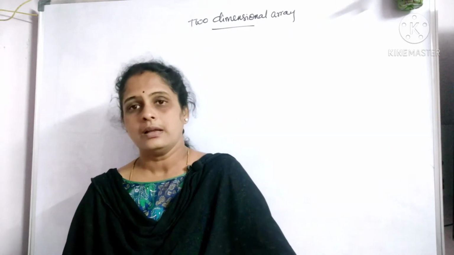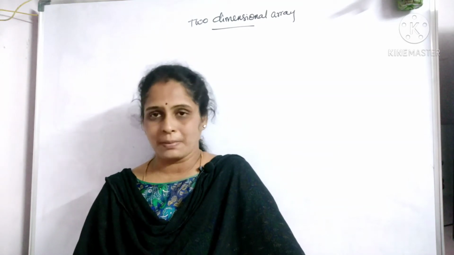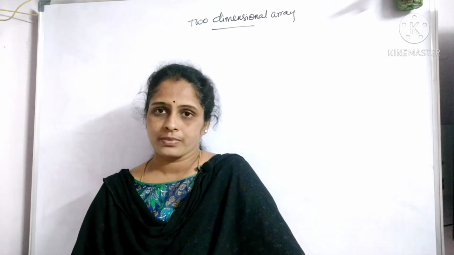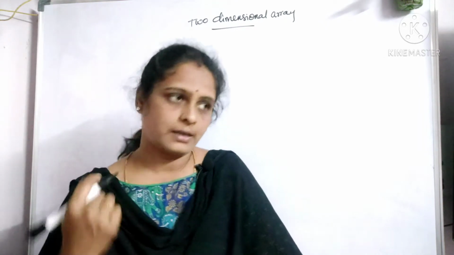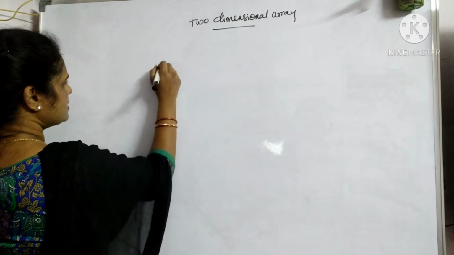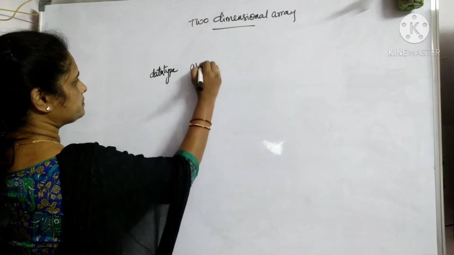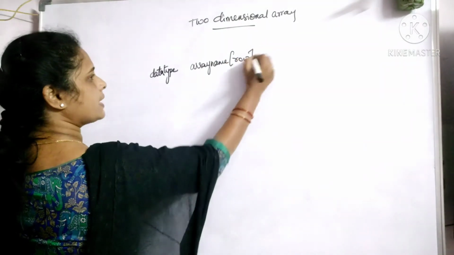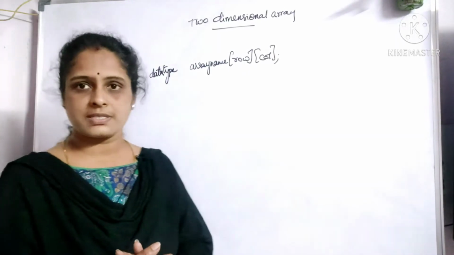In this session we'll take an example program. As I told you, two-dimensional arrays are used to represent matrices. So we'll take an example program adding two matrices, using a two-dimensional array. Let me tell you the syntax first: data type, then name of the array, followed by the row size and column size. This is how a two-dimensional array is represented.